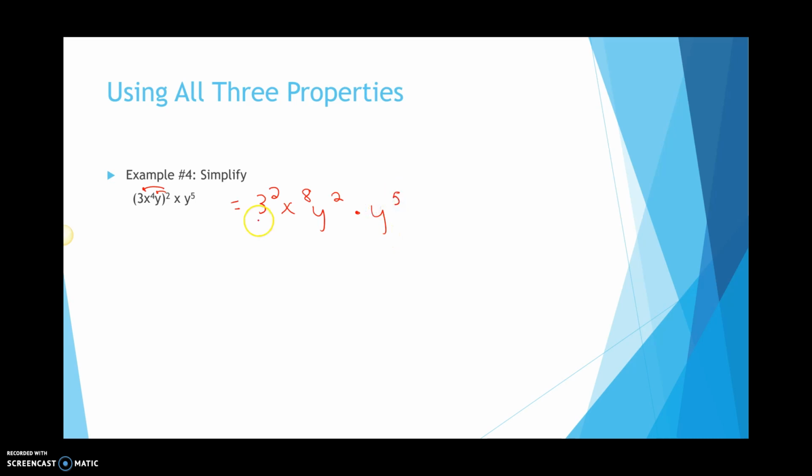Okay? 3 squared is going to give me 3 times 3 is 9, x to the 8th. But notice I have like bases. I have y to the 2nd and y to the 5th. Since we have like bases here, we'll write y and we can add those exponents. So it would give me y to the 7th then. And this would be my final answer when we combine all those properties together. That is it for this section.